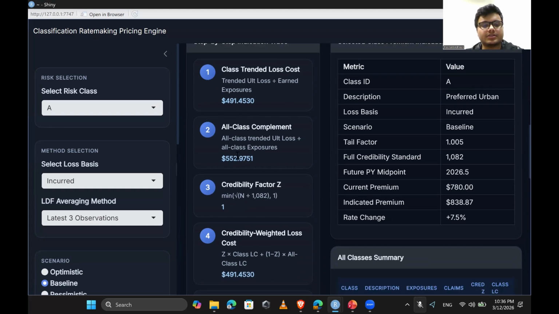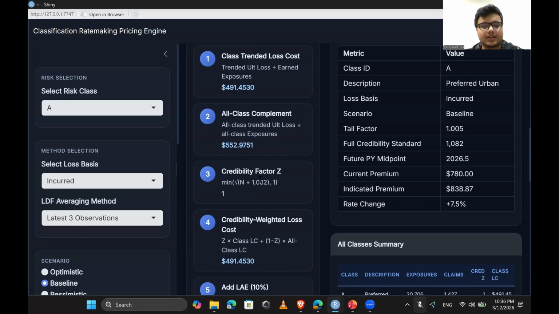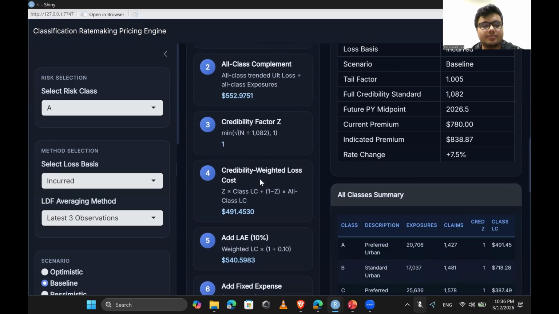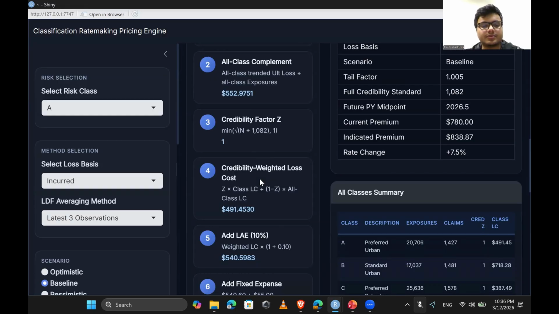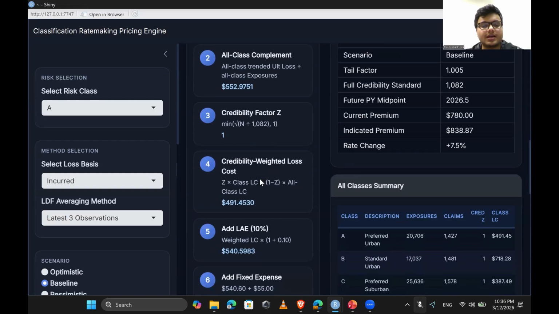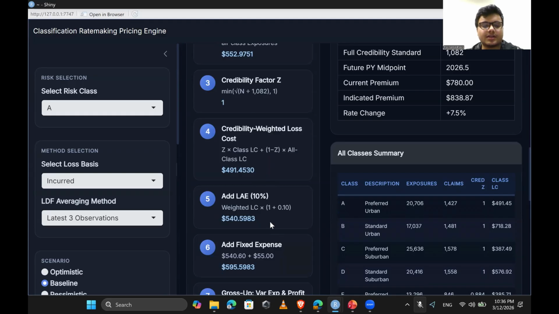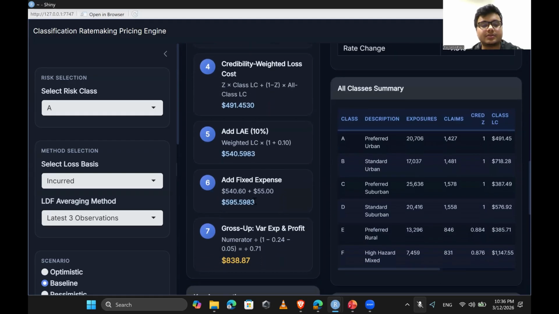Step three is the credibility Z value for that class that we chose. Step four is the credibility weighted blend: Z times the pure class pure premium plus one minus Z times the complement. Step five adds the loss adjustment expenses loading, and step six adds the fixed expenses.